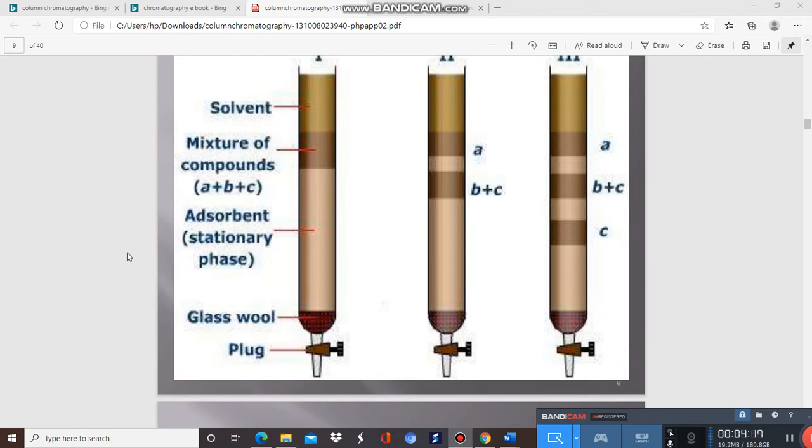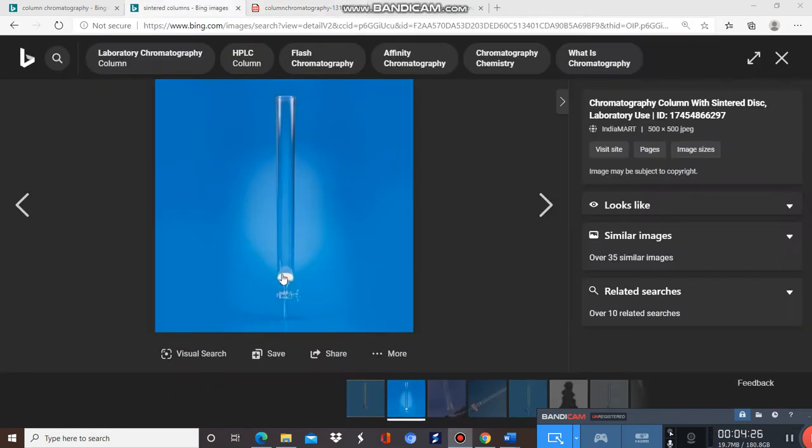In this case, first of all, you have to do the packing of the column. Sometimes sintered columns are also available in the market. Just see this, this is a sintered column. In this type of column, you do not need to add any cotton plug. But if it is not sintered, then you must add a cotton plug. Otherwise, what will happen when you add the stationary phase into it? The stationary phase goes directly inside this opening. So you have to close it with a cotton plug in case it is not the sintered one.